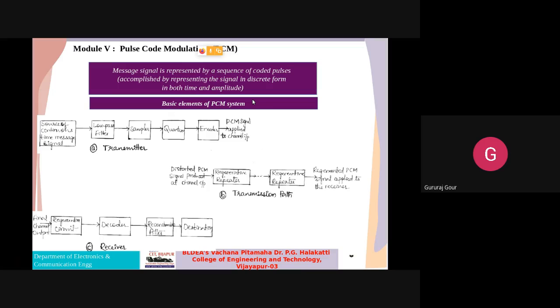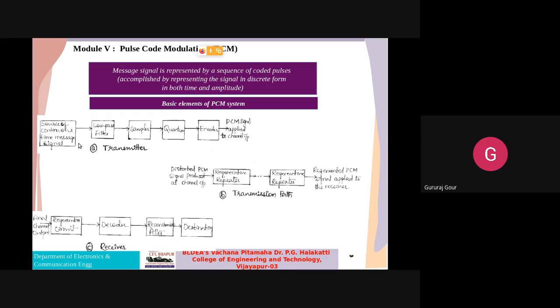So let us see how this could be achieved by using some of the important blocks of the PCM. Here you can see the transmitter and the receiver. These are the two important blocks of the PCM system, along with the transmission path. Let us see them one by one in pulse code modulation.